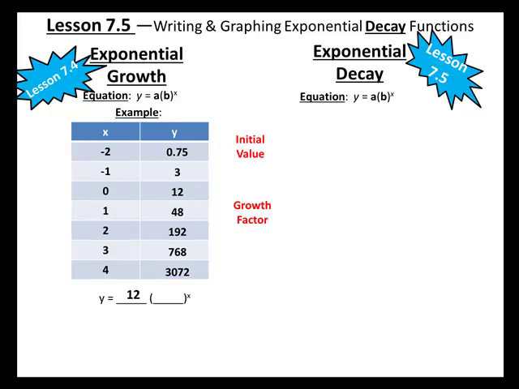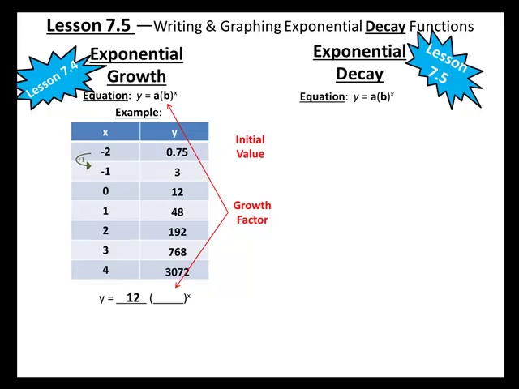The second value that goes in there is called the growth factor. The growth factor is the value of b. It would go in the second blank, and we would find that by looking at when x increases by 1, what are we multiplying the y value by? To go from 3 to 12, we are multiplying by 4.